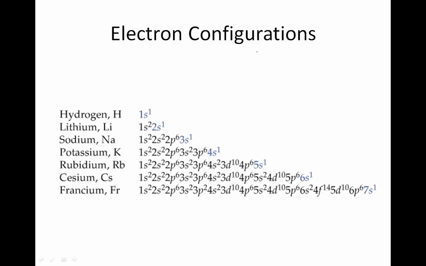Alright, so here are some example electron configurations. Do you see anything in particular that's interesting about all of these? I picked all of these not at random. What is similar about all of them? 1s1, 2s1, they all end in s1. So where do you think they exist on the periodic table?